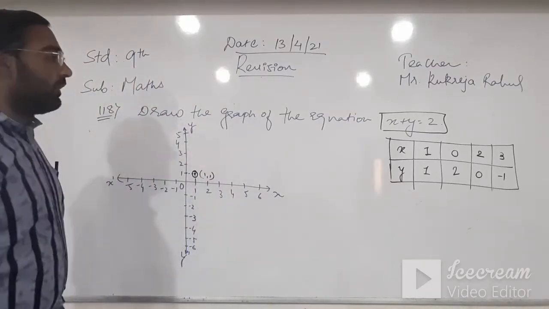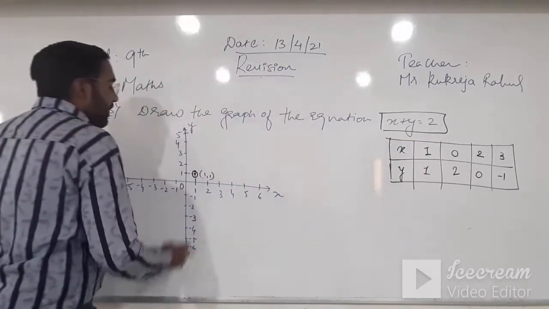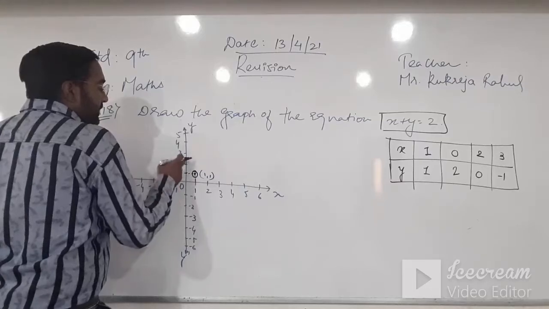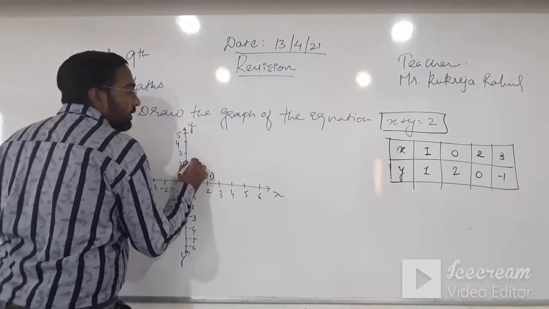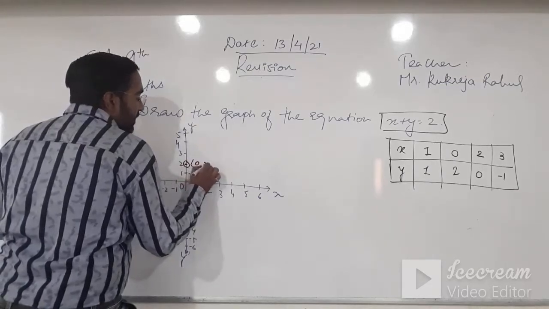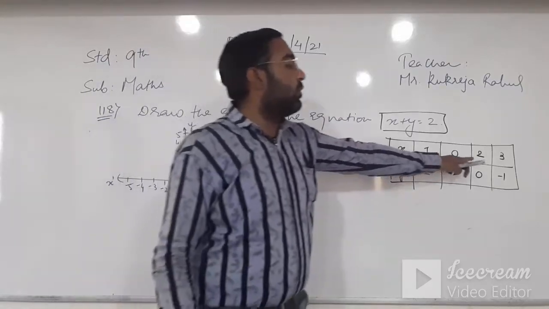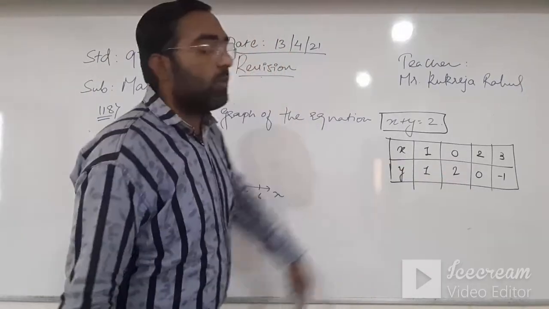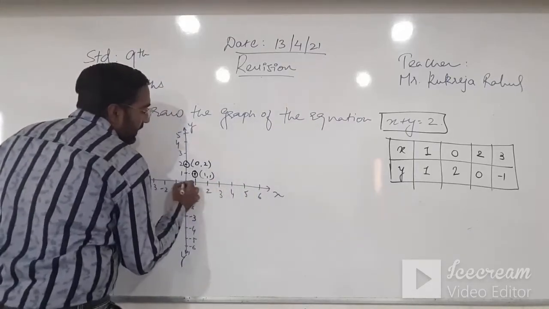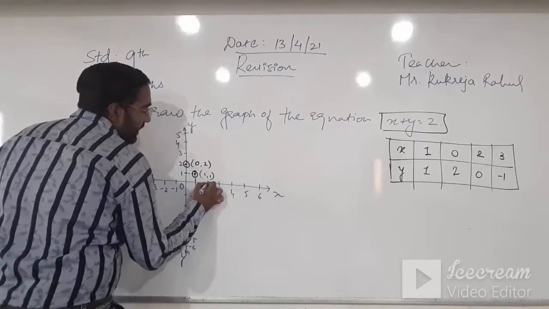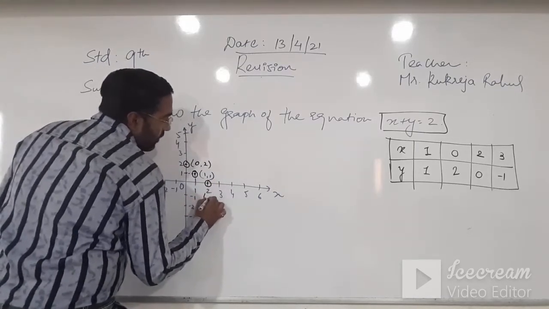Second, that is x is 0 and y is 2. The x is 0 and y is 2, so it lies on the y-axis. Your second point is 0 comma 2. Third one is 2 comma 0. On the x-axis you have 2, and y is 0. So it lies here, and its coordinate is 2 comma 0.